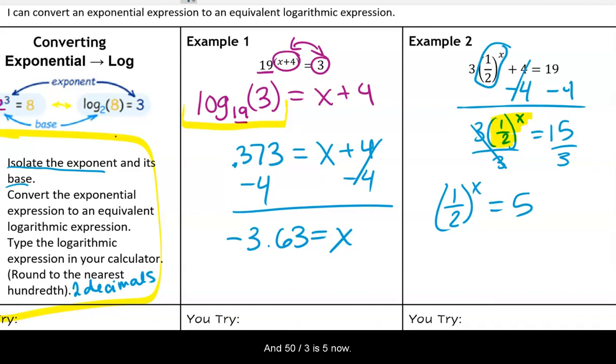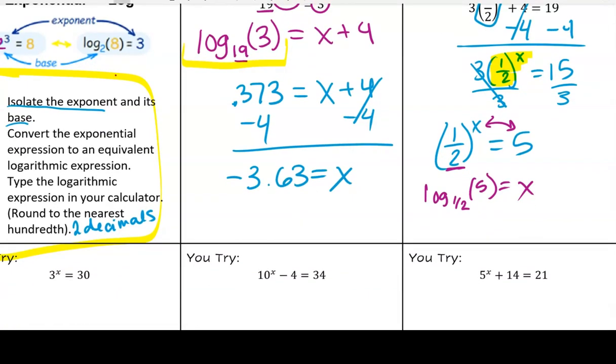Now we can do the base and switch. So base and these switch. And now we can solve. Type it in the calculator. So log base 1/2 of 5. When we put that in the calculator, we're going to get negative 2.32 equals x.